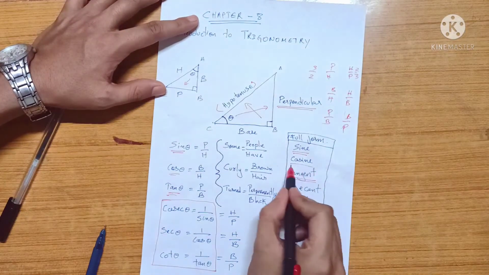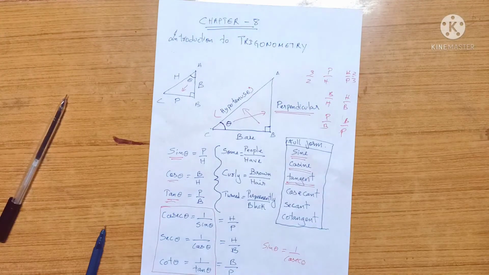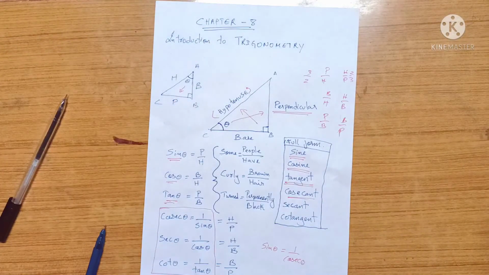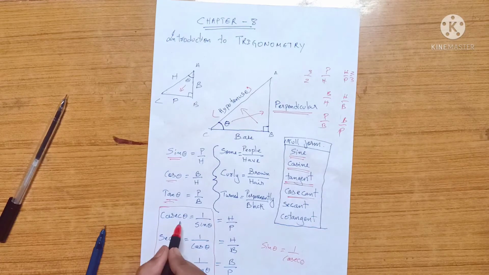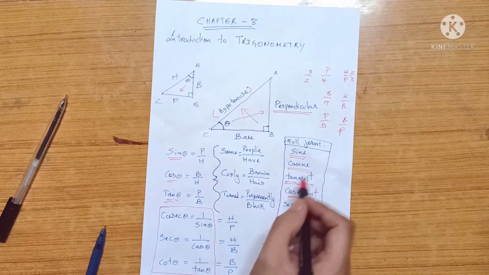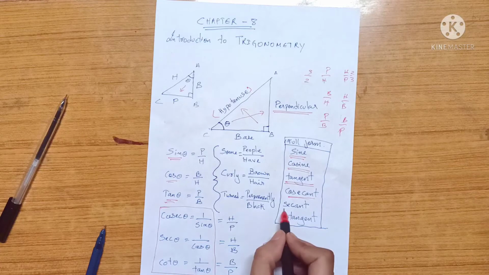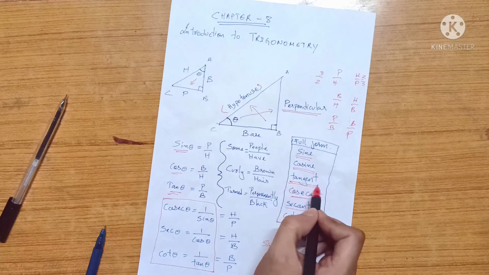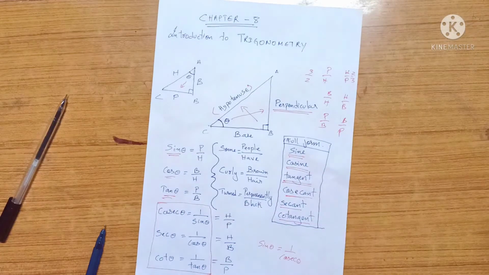Got it? So the full forms, sometimes they use them in multiple choice questions, like what is the cosecant of something, and then students are confused about what cosecant is. Cosecant is literally the full form of cosec. So that way, at least you'll know the full forms. So this is the full form of sec, this the full form of cot, this the full form of tan, this the full form of cos, and this the full form of sine.